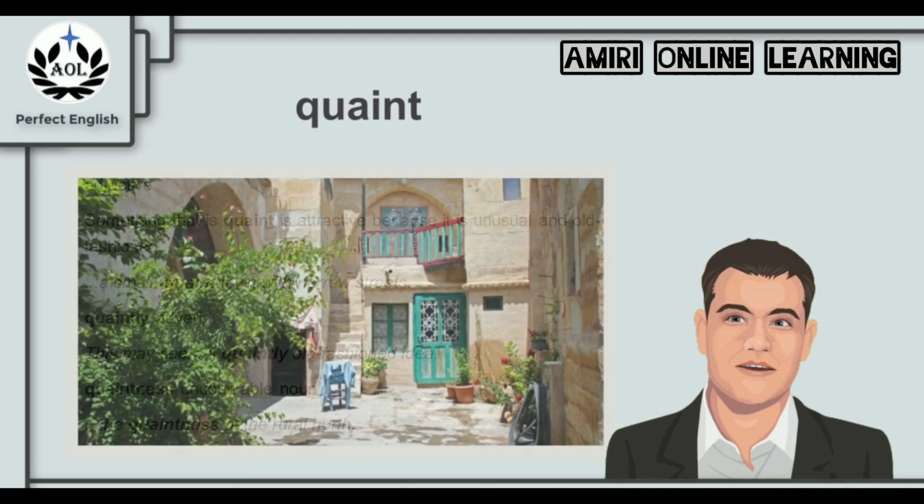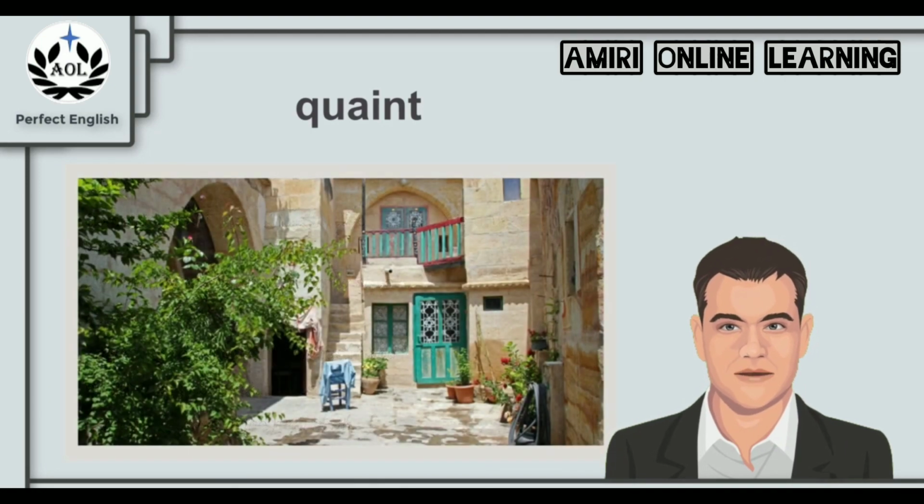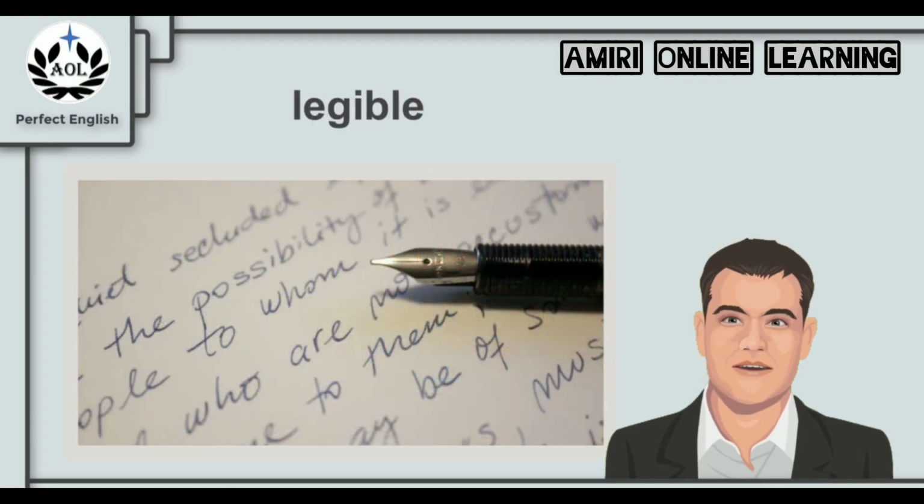So the next time you remember this picture taken from a part of an old town somewhere, remember the word quaint and what it means. And now for the next keyword, legible. Now if you look at the picture, we can see some handwriting. And when it comes to handwriting instead of typing, the most important thing of any kind of handwriting is not how artistic it is, but if it is readable or not, if we can read the handwriting or not.